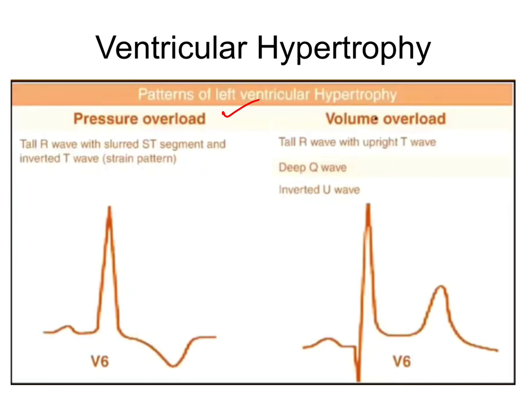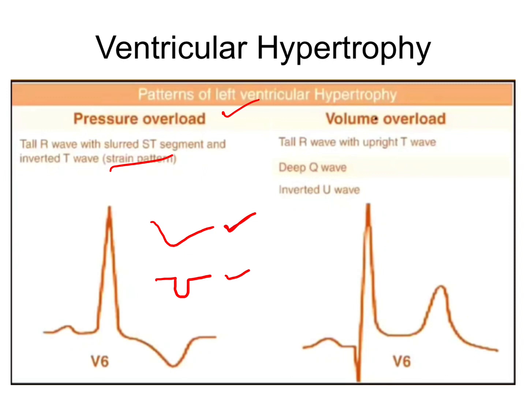Whenever there is a pressure overload, we get tall R wave with slurred ST segment or inverted T waves. This is called strain pattern. Strain pattern means the T wave is like this. It is not like U shape. This type of T wave is called asymmetrical T wave inversion, and this is symmetrical T wave inversion.